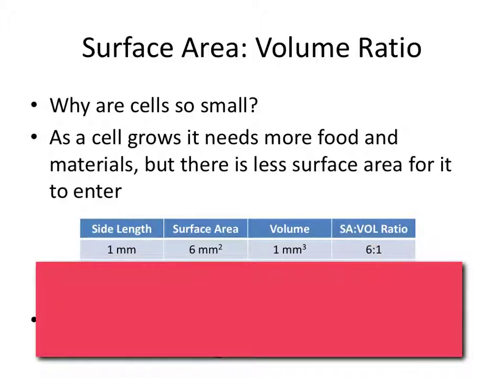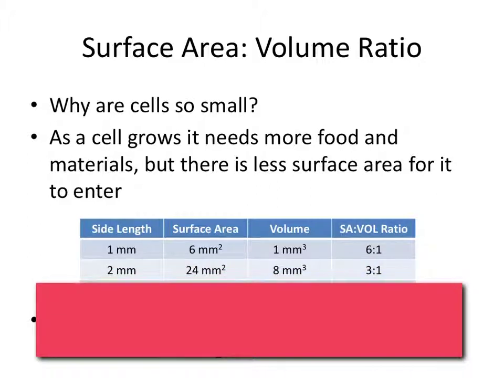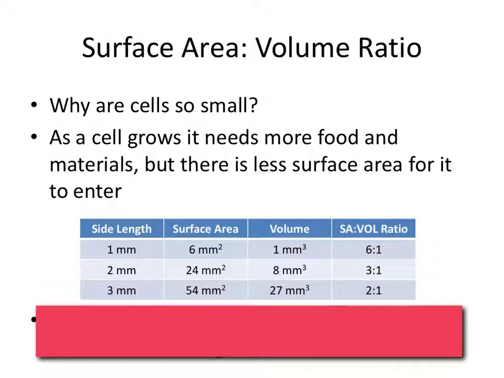Now what happens if the cell gets bigger? Right, now we make a 2 millimeter cell. So now its surface area is a lot bigger, right? And its volume is bigger, but it's not growing equally. Now the ratio between them is 3:1, and you can probably see where this is going as we keep going. A bigger cell, a 3 millimeter cell, has a bigger surface area and a bigger volume, but again, that ratio is decreasing. So why is that important?